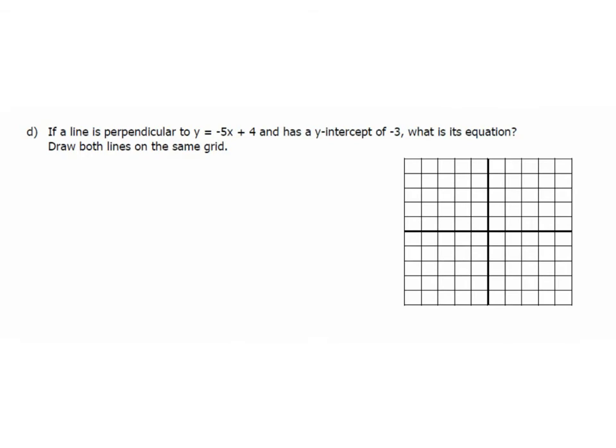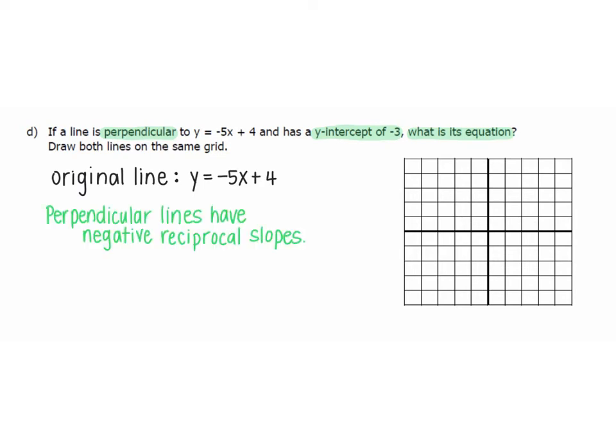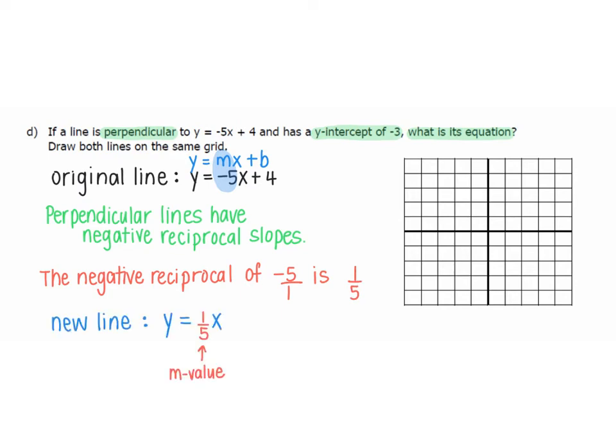In example D, we are asked to find the equation of the line that is perpendicular to y equals negative 5x plus 4 and has a y-intercept of negative 3. We know that perpendicular lines have negative reciprocal slopes. So if our original m value is negative 5, our negative reciprocal of that will be 1 over 5. This will be our new m value. Our b value is the y-intercept that is provided of negative 3. So when we put our m value and our b value together in our new equation, we will have y equals 1 over 5x minus 3.